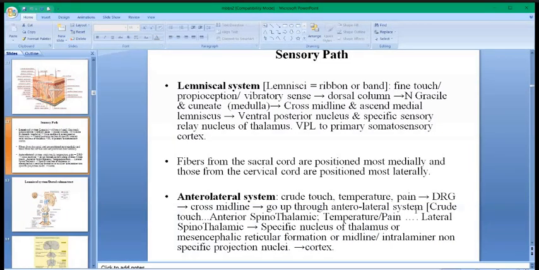Crude touch is carried by the anterior spinothalamic tract. Temperature and pain are carried by the lateral spinothalamic tract, and specific nucleus of the thalamus, the midline, intralaminar, non-specific projection nuclei, and then to cortex. This is the pathway. So, should I show you the picture? Yes, sir.